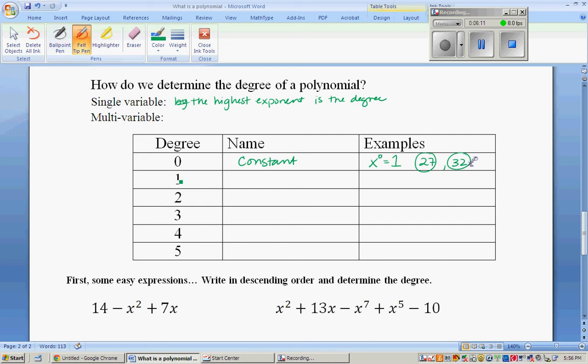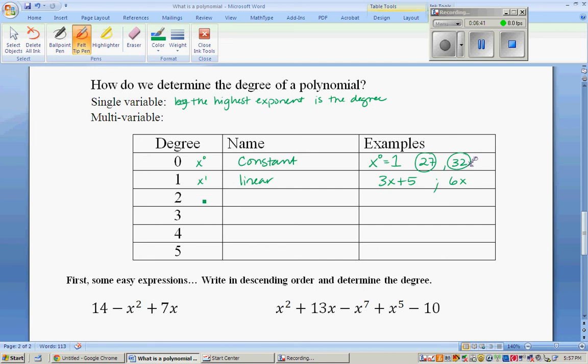The second one, when it's a degree of 1, when you have an x to the 1, this is called a linear function, all right? It's linear because if you graphed it, it would just be a line. So examples would be like 3x plus 5. You have a y-intercept of 5 and a slope of 3. Another thing that would be linear would just be 6x.